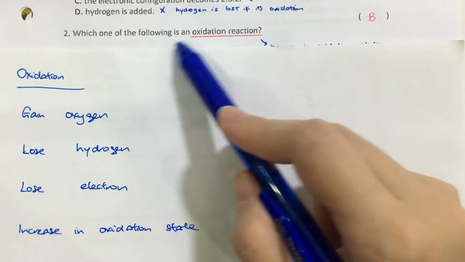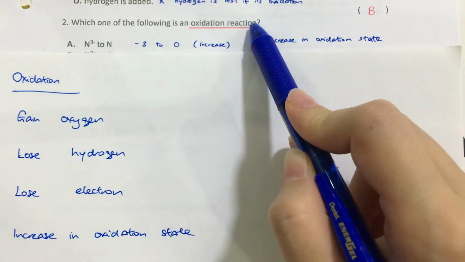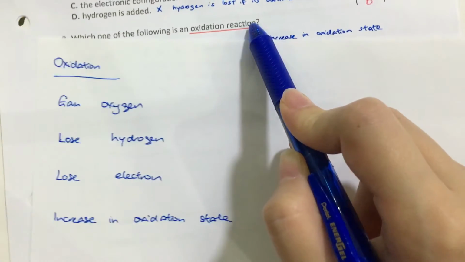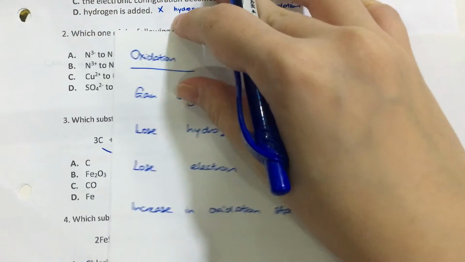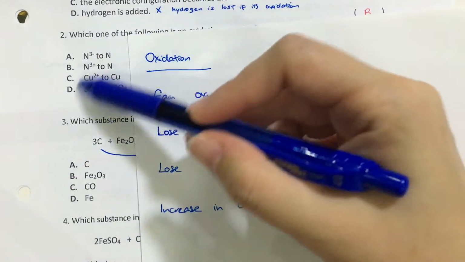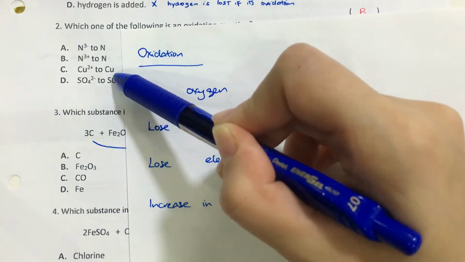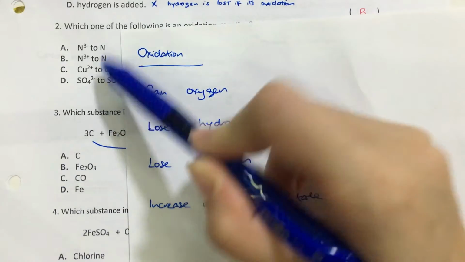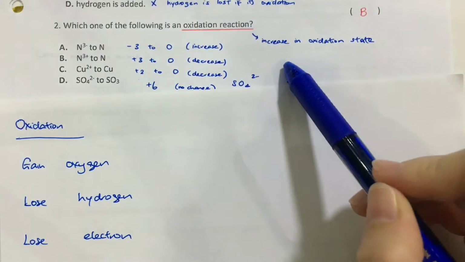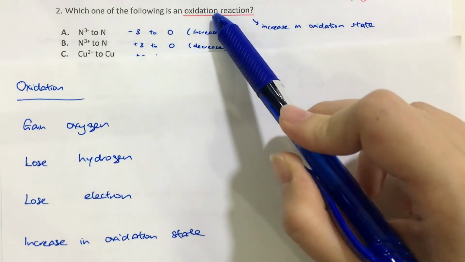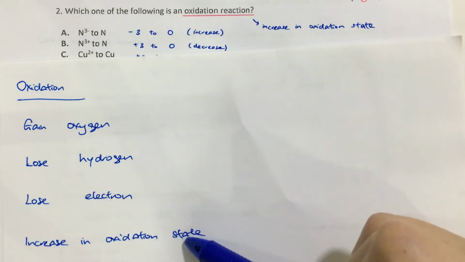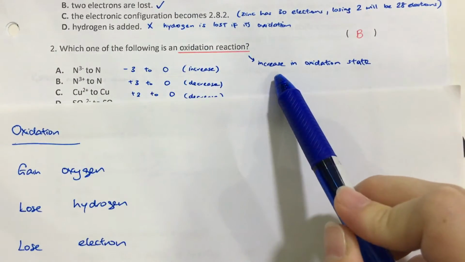So next, which one of the following is an oxidation reaction? So same thing. Okay, we look at the question and see what they ask. So this question here has all this. So we see whether we can tell whether there is a change in oxidation state. Here we will look at oxidation reaction, so it will mean it is an increase in oxidation state. So let's check and see.